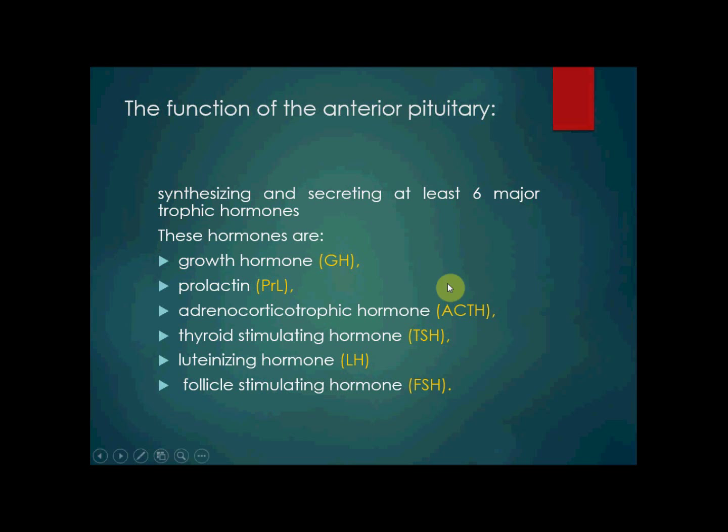Now, the function of the anterior pituitary gland, it of course synthesizes and secretes 6 major trophic hormones. Now, the hormones that we're going to discuss here are the 6 majors. Of course, there are many hormones to discuss, but these are the most common and most important, such as growth hormone. We have to grow.